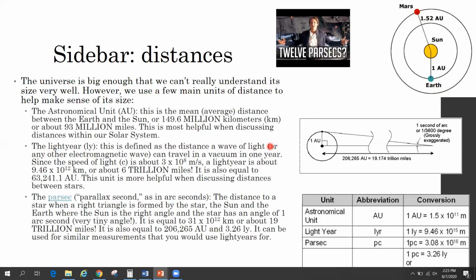Now, these next two distances are a lot longer, so they're a lot better for talking about distances between stars, that sort of thing. And of course, the more famous one is the light year, or LY for short. This is defined as the distance a wave of light, or any other kind of electromagnetic wave, radio waves, X-rays, whatever, can travel in a vacuum in 1 year.